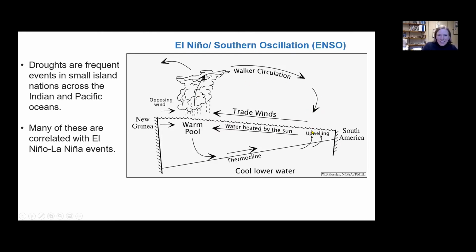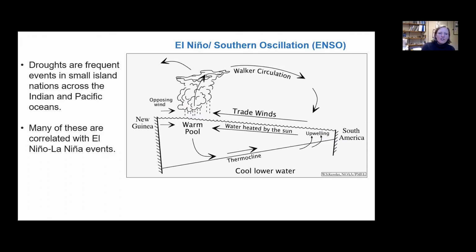Now, during an El Nino event, the trade winds sort of break down. And when they break down, this whole cell of rain shifts to the east. And Christmas Island ends up getting dumped on during an El Nino event, because this whole cell shifts and parks over Christmas Island and that whole zone of the central tropical Pacific.